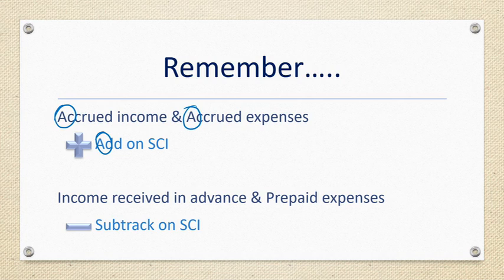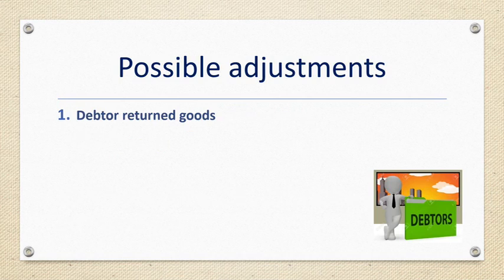While the income received in advance and the prepaid expenses, that you have to subtract from the amount on the statement of comprehensive income. Possible adjustments, I'm just going to go through all the possible adjustments that we normally ask you, and then obviously there will always be something that you haven't seen before, but at least these that you know how to do, that you get used to the method that you apply when you have to do these.